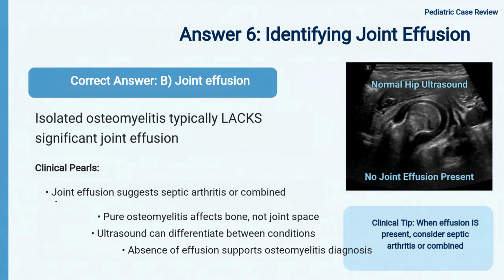Isolated acute osteomyelitis typically does not produce a significant joint effusion because the infection is confined to the bone and periosteum rather than the joint space. When a joint effusion is identified on ultrasound in the context of suspected bone infection, it should raise concern for septic arthritis or a combined infection involving both bone and joint.